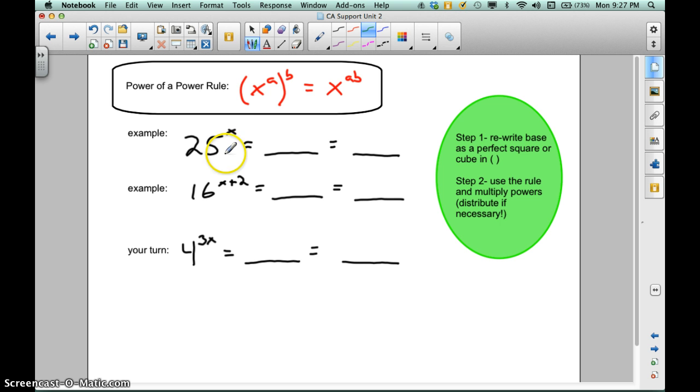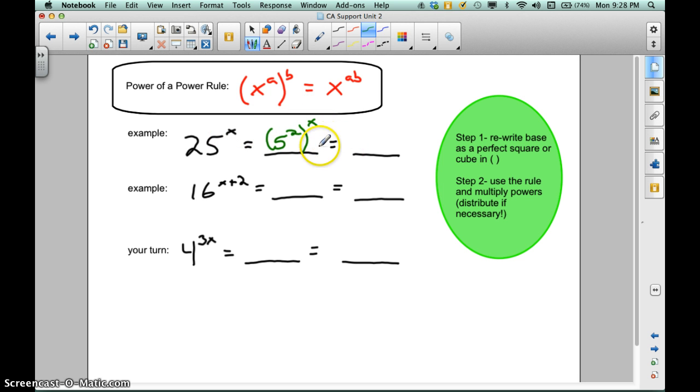And so here I have an example, 25 to the power of x. The first step is to rewrite the base as a perfect square or cube and put it in parentheses. That's what this means here. So 25, I hope you recognize that as a perfect square. 25 is 5 squared. And so my step 1 says put that in parentheses and don't forget about this exponent that's here. In this case it's an x, but whatever was here you need to keep it.